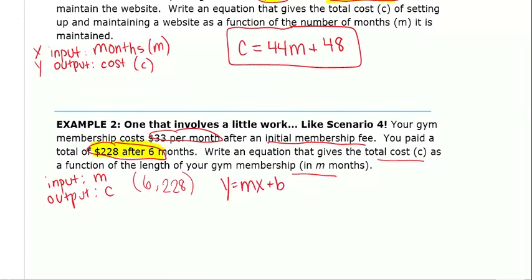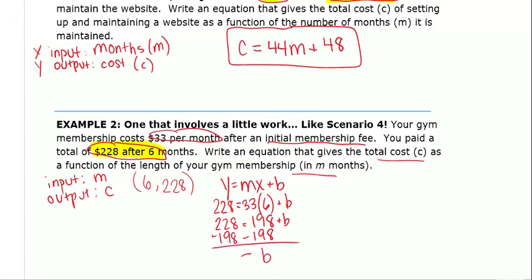In this case my y is from my ordered pair, so that's 228. My m is from the question, so that was 33. And my x is 6. So I plug everything in, and I'm going to figure out what that b equals. So I get 228 equals 198 plus b. When I subtract 198 from both sides, I figure out that b equals 30.